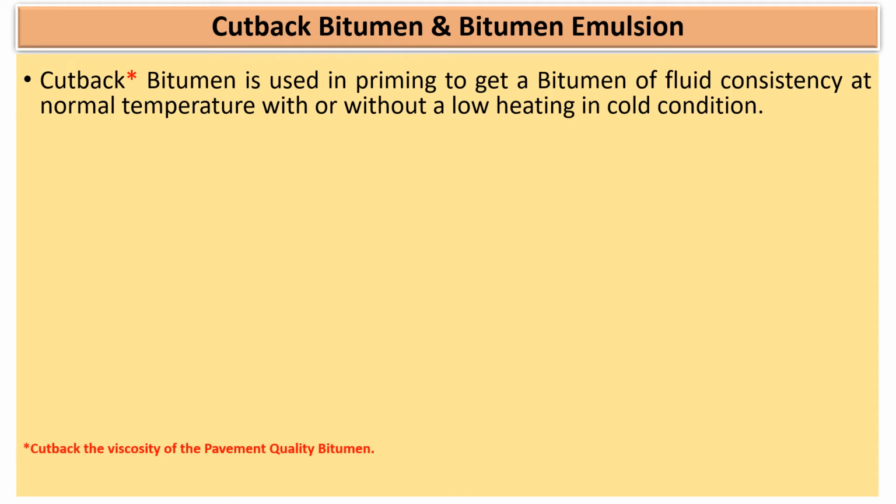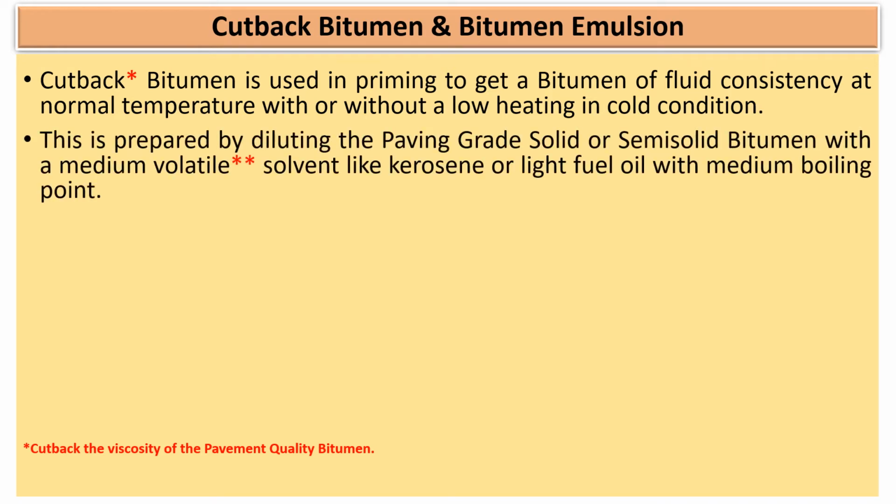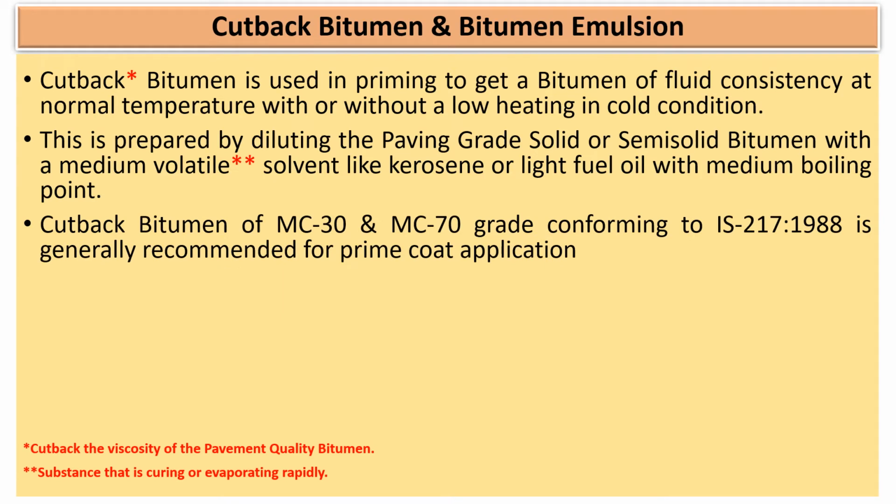How is the cutback bitumen prepared? It is prepared by diluting the paving grade solid or semi-solid bitumen with a volatile solvent like naphtha, gasoline, kerosene or light fuel oil. Cutback bitumen of grade medium curing 30 and medium curing 70, conforming to IS 217, are generally recommended for prime coat application.